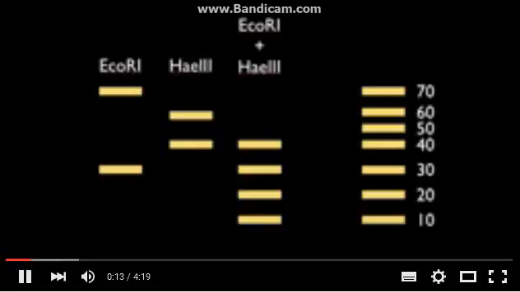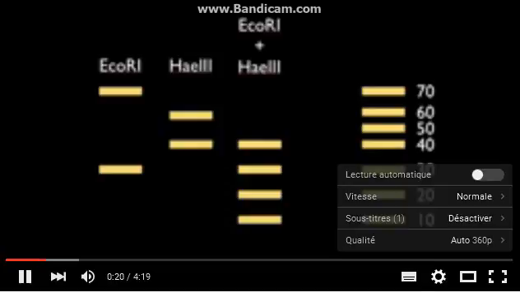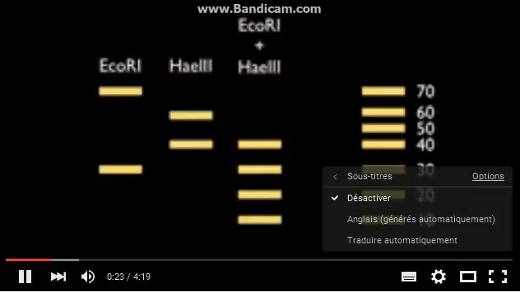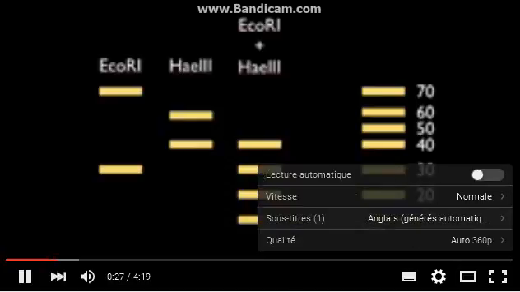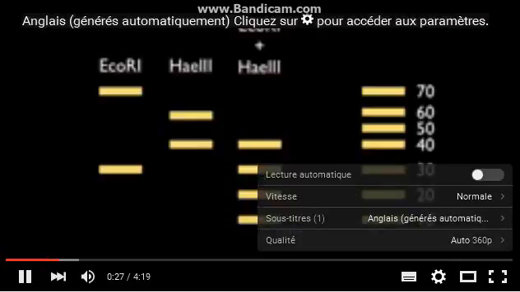Standards, allowing them to determine the size of the different fragments generated by the enzyme digests, both the single and double digests. Students should add up the fragment sizes for each digest, and they should all be equal. This is the total plasmid size.